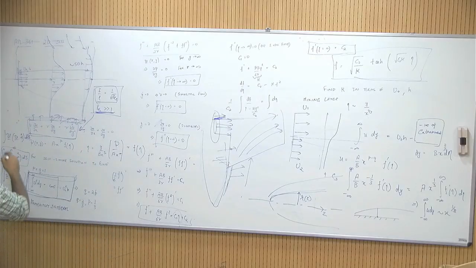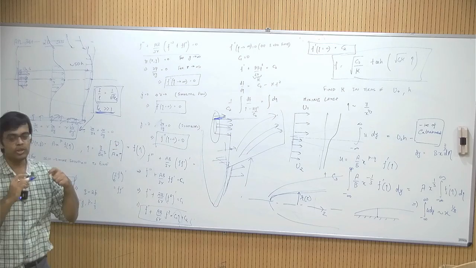You can think of jets as very extreme cases of mixing layer where one of them, U2, is 0.